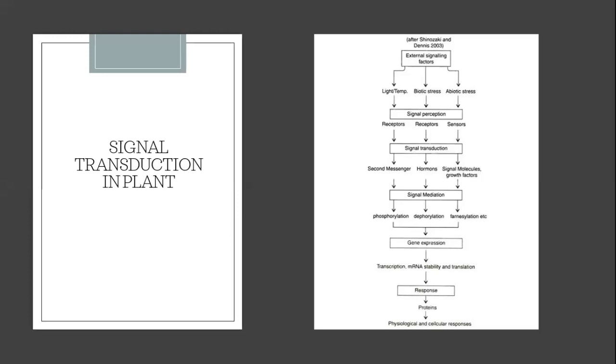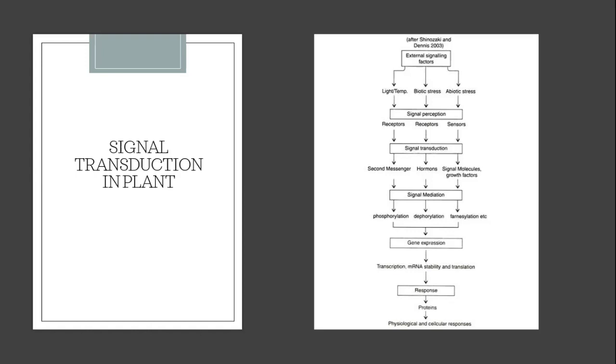These are called secondary messengers, hormones, signaling molecules, or growth factors. These molecules will further transduce the message in the process. What they do, these secondary messengers, hormones, or signaling molecules, is bring about certain changes in the cell.